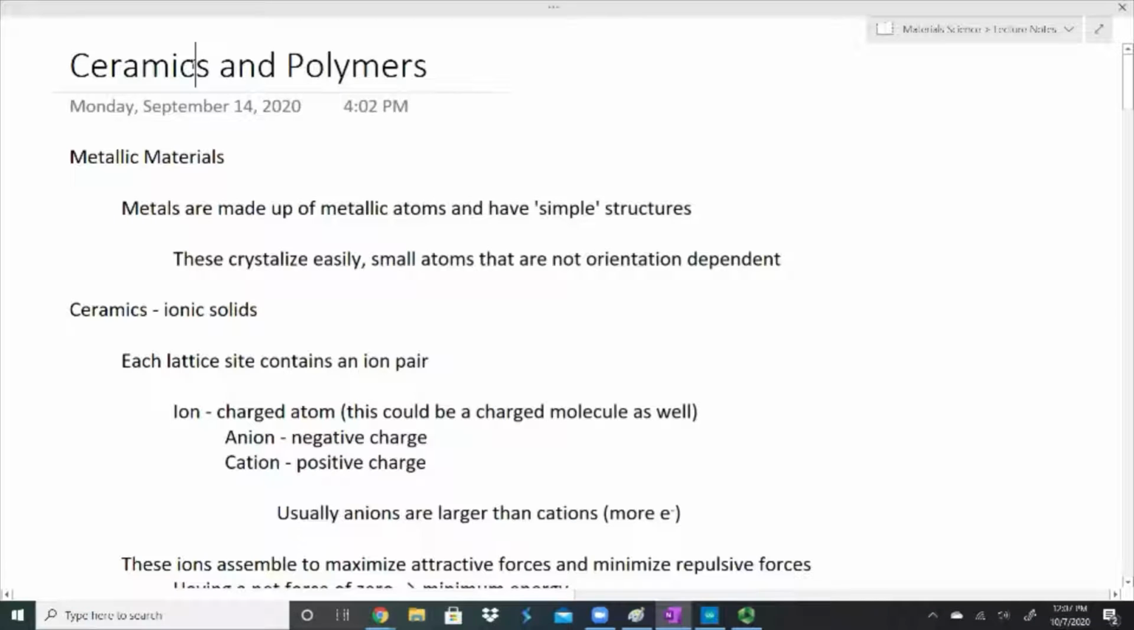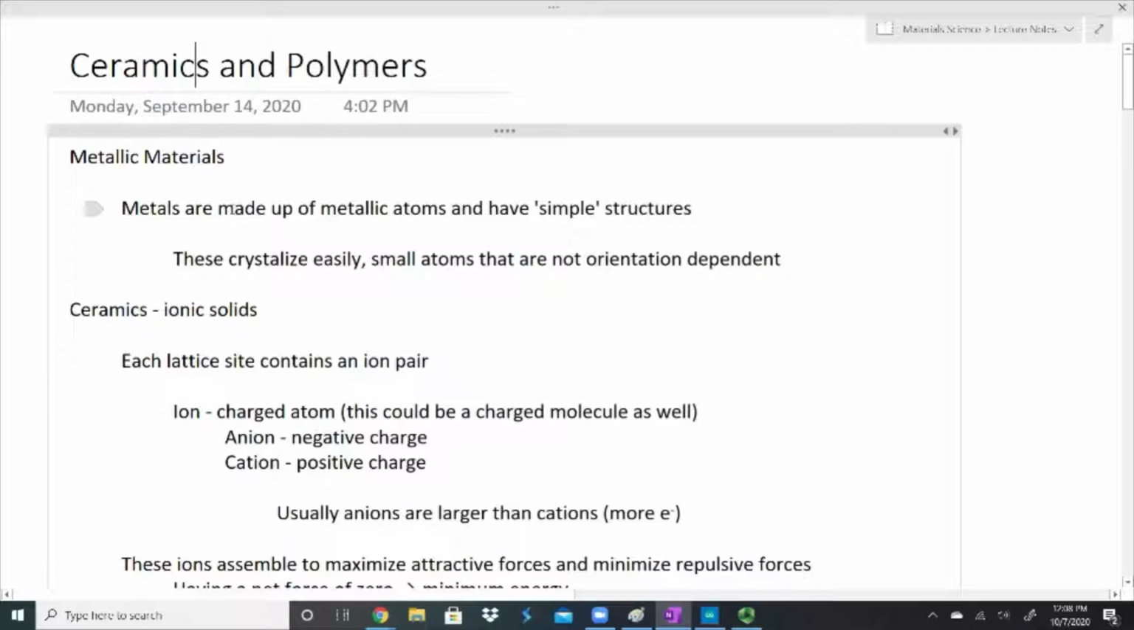We've talked about solids a lot. We talked about crystals. We talked about polycrystals. We've talked about amorphous materials. We're going to get into some specific types of materials, namely ceramics and polymers.